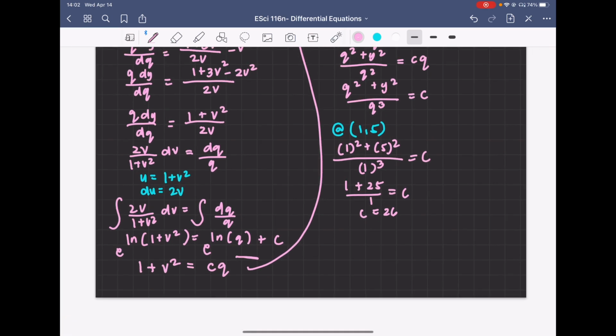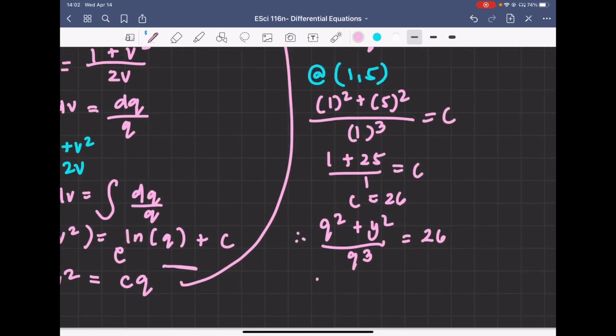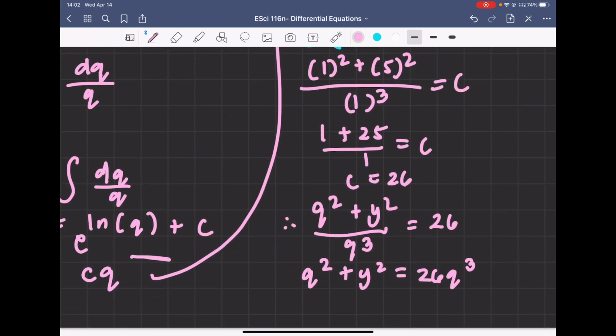Therefore, our equation is now q squared plus y squared over q to the power of 3 equals 26. Or we can simplify that further, that's q squared plus y squared equals 26 q cubed. And putting all of our values on the left side, that's negative 26q cubed plus q squared plus y squared equals 0. And this is our final answer.